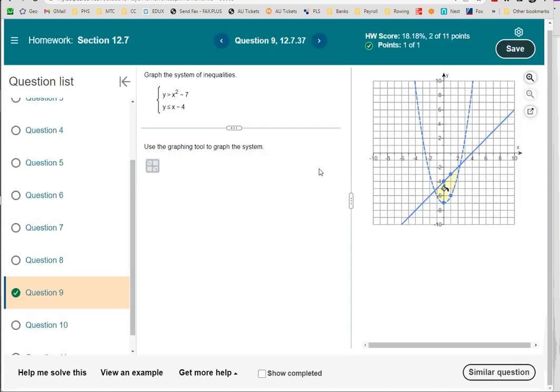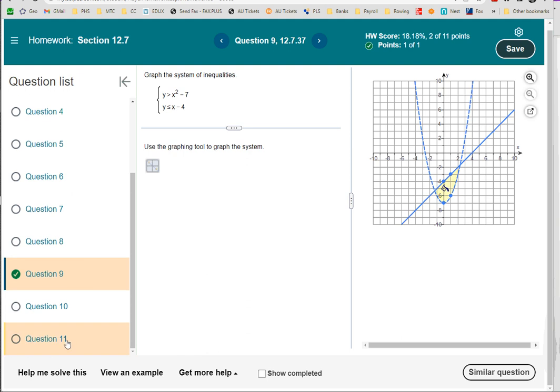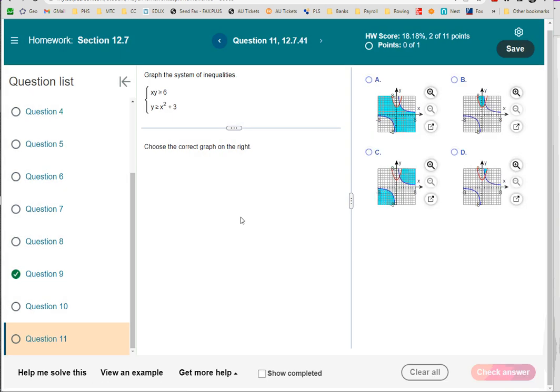Fantastic. Now, if you don't like how I did that, as far as just above the line, or excuse me, above the parabola, below the line, we could have gone in here and taken a look at each of the test points. All of those work fine. Those would have been okay. As another example, let's skip on down here to number 11.